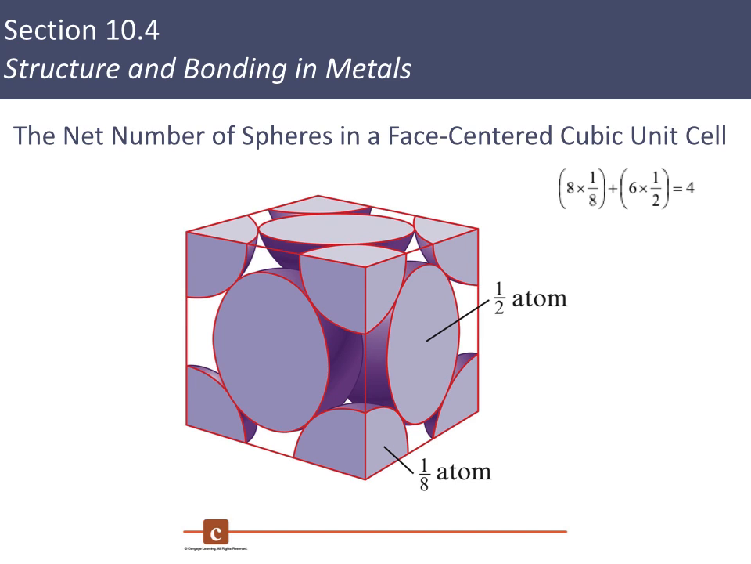So how many atoms would you have? Well, if you have 1/8 of an atom at every corner, and there are 8 corners, and then you have 1/2 of an atom on every face, and there are 6 faces, in a face-centered unit cell, you would have a total of 4 atoms.